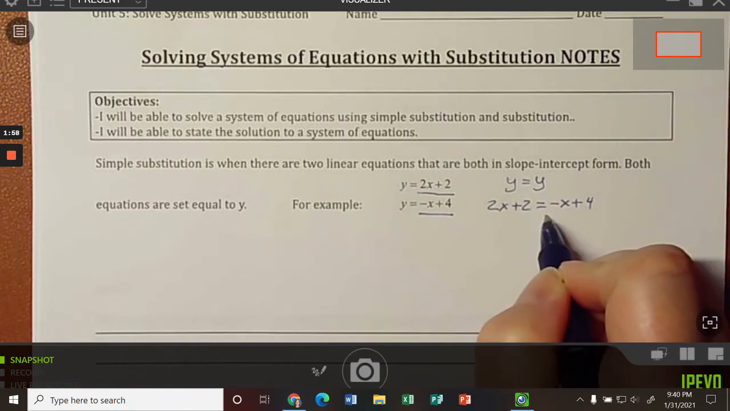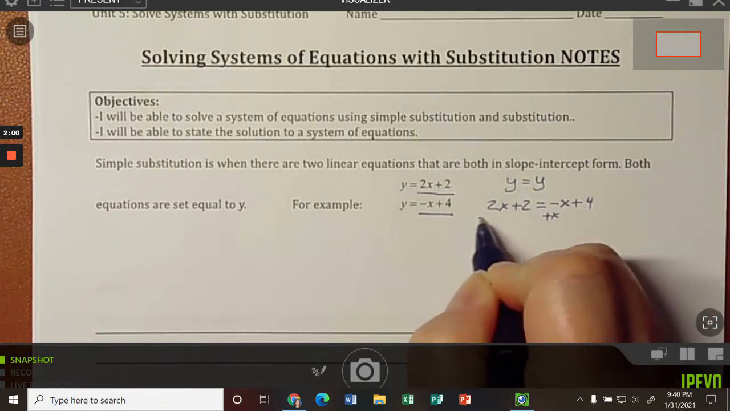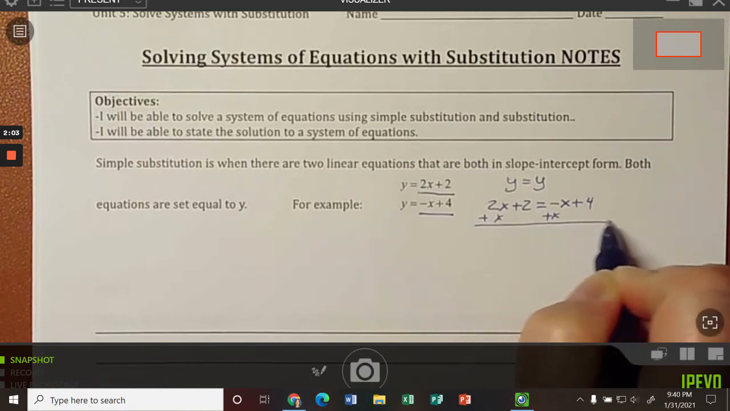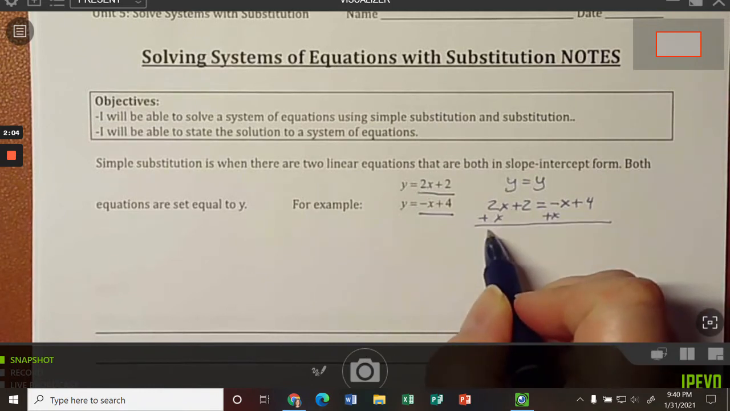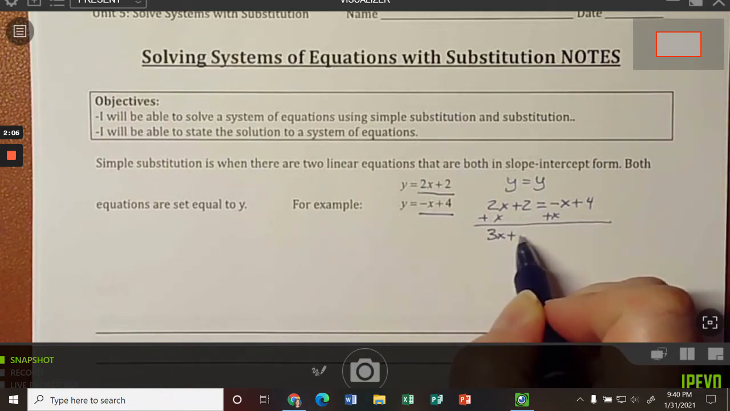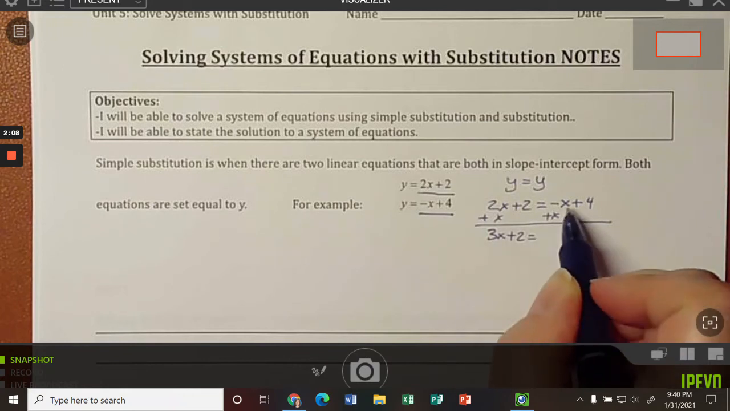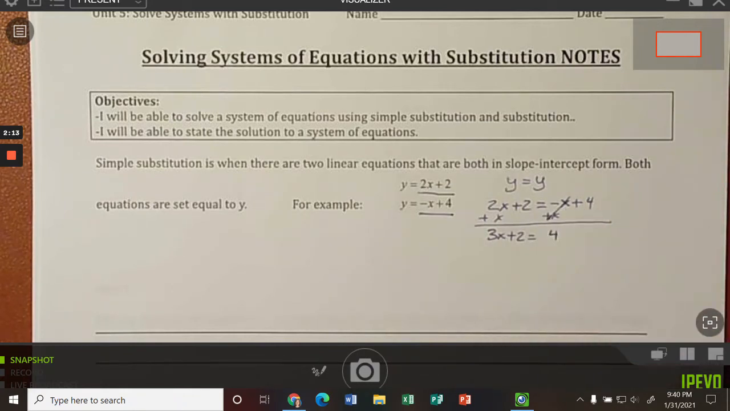So now I want to combine like terms. I want to get all of my x's together. So I will add x to each side. 2x plus x is 3x. Bring down the plus 2 equals. Negative x plus x is 0. And bring down the 4.